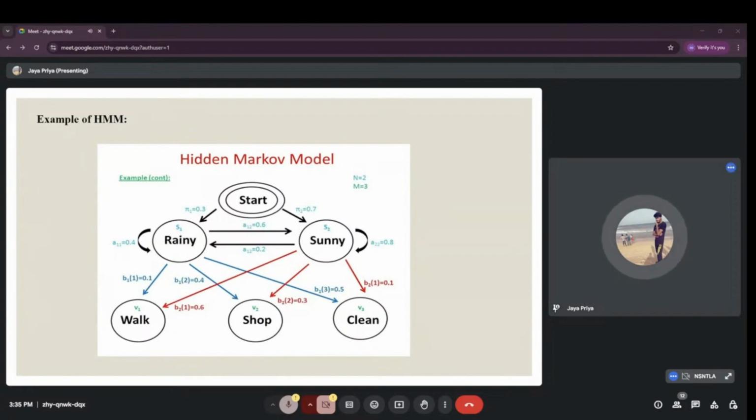The emission probability links a state to an observation. This shows how likely an observation is given a hidden state. For example, given it's rainy, the probability of the person walking is 10 percent, shopping is 40 percent, and cleaning is 50 percent.